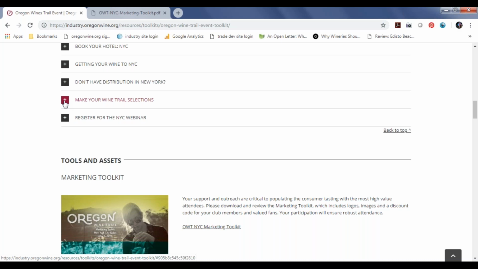So how many bottles of each wine do you recommend people bringing? Our recommendation is 6 bottles per wine. We are asking people to honor the 4 wine limit. So we're asking you to bring up to 4 wines, and we're recommending that you bring 6 bottles each. That obviously ultimately is up to you.